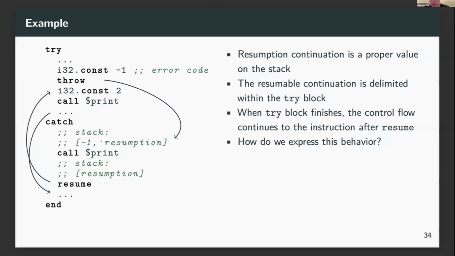So the resumption is really a function or a continuation that has been reified as a proper value on the stack. And inside of this catch block, let's first consume this error value, just print it. And then we can use the resume instruction to invoke the resumption continuation on top of the stack. Then we will go back to the point and continue the execution after the throw. And when the try block finishes, the control is then transferred back to the place where we performed the resumption previously.